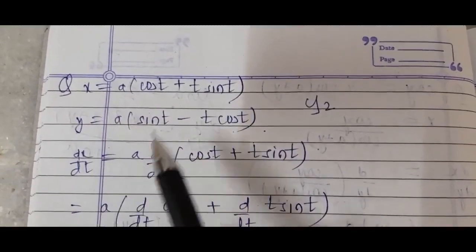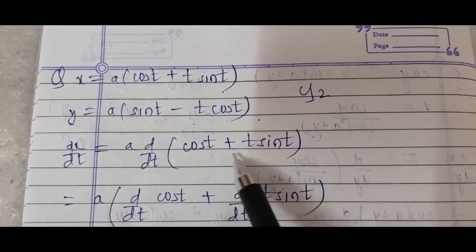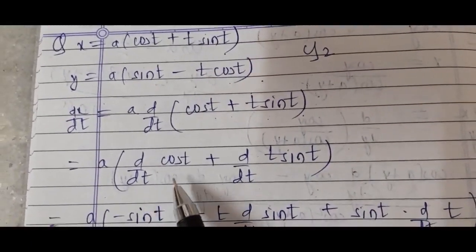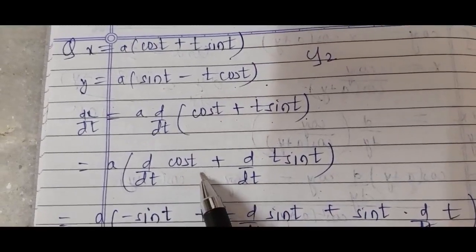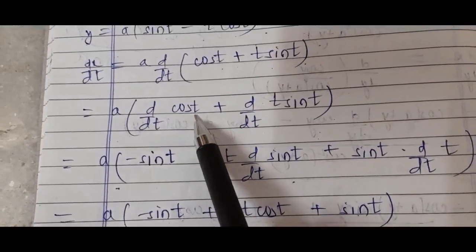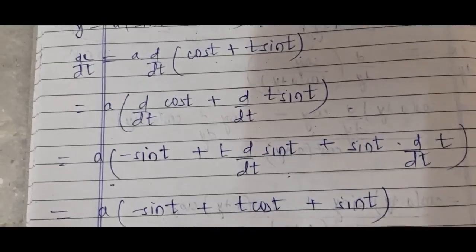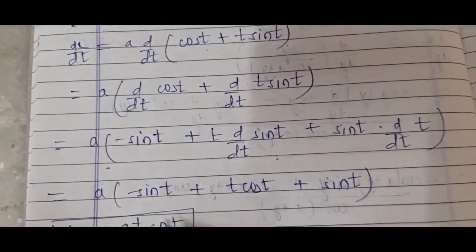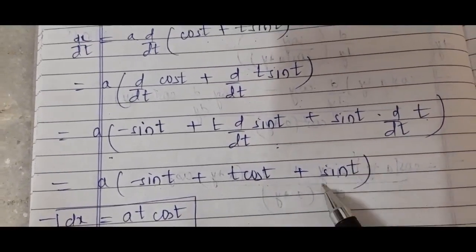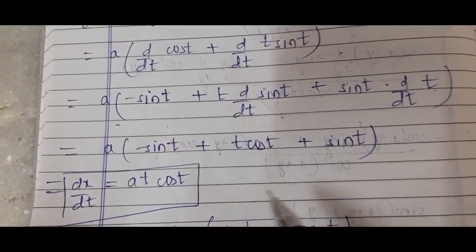So dx by dt equal to a, a is constant, d by dt of cos t plus t sin t. Here we'll use the product rule. So we get a into d by dt of cos t plus t d by dt of sin t plus sin t into d by dt of t. Differentiation of cos t gives minus sin t. Keeping t constant, differentiation of sin t, plus sin t into d by dt of t. That is a into minus sin t plus t cos t plus sin t. This sin t is cancelled with this and we get dx by dt as at cos t.